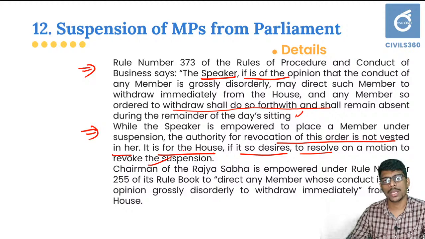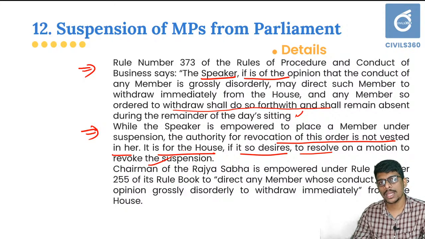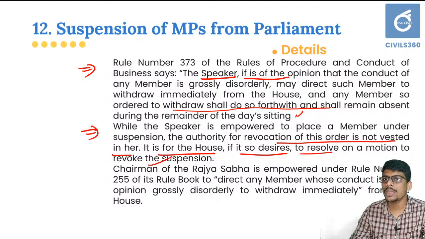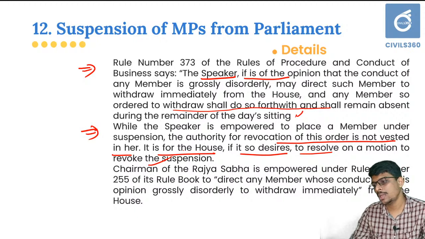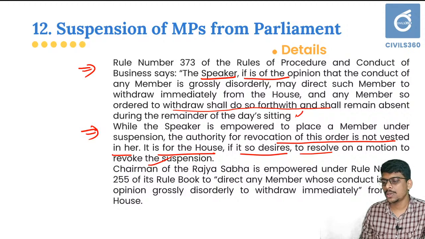That is, the Speaker or Chairman can directly suspend a member if there is an issue in their conduct. And the second one, the most important one, is that the suspension cannot be revoked by the Speaker or Chairman. Rather, it can be revoked only by the House itself through a motion. So it should be noted. Okay, that is suspension of MPs from Parliament.